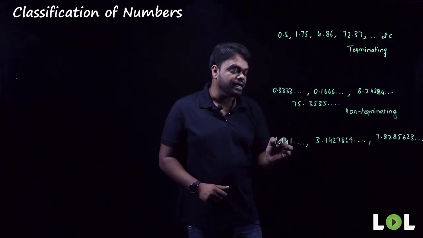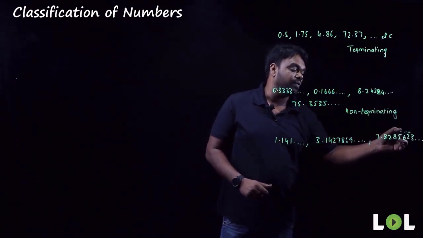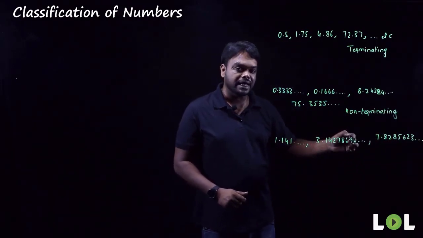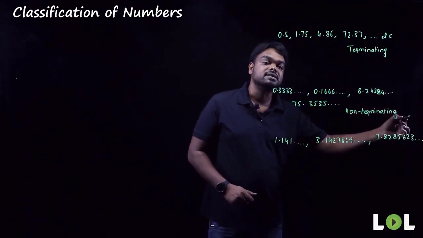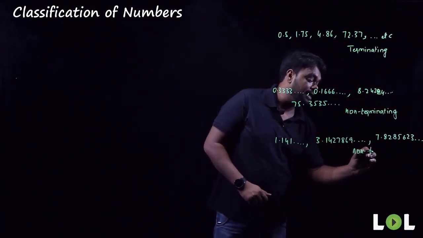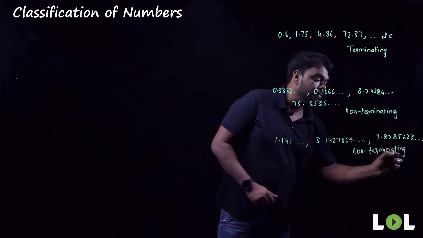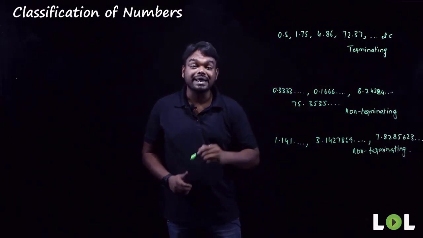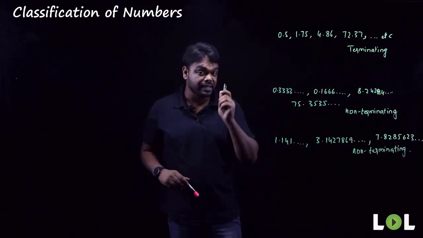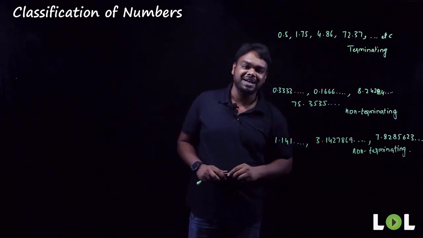And again, even if you see here 141, 142, 76, 89, 82, 85, 6, 2, 3. If you keep on writing, you keep on getting the digits indefinitely. Again, these are also non-terminating decimals. So now you must have understood that one characteristic of decimals, that is either it can be a terminating decimal or it can be a non-terminating decimal.